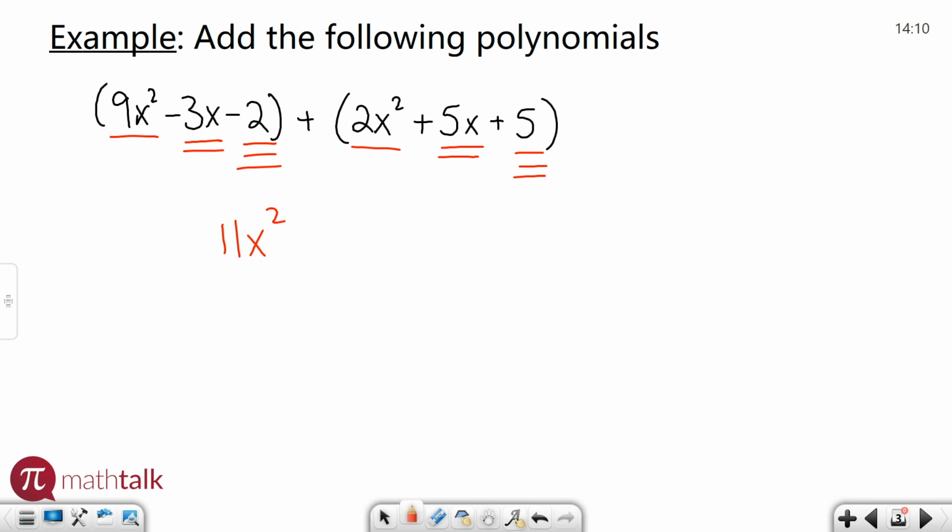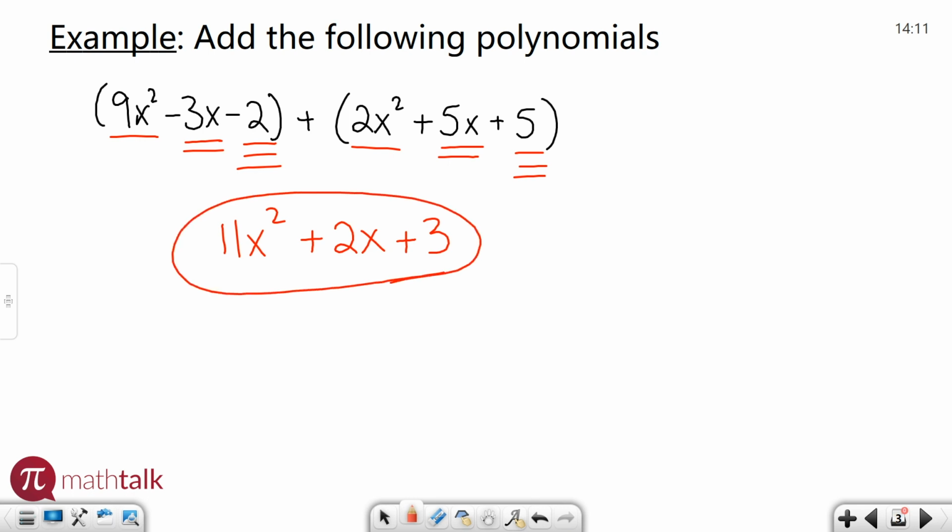Next, I have negative 3x and positive 5x. So negative 3 plus 5 is positive 2x. And then negative 2 plus 5 is positive 3. So this right here is my final expression, adding those together.